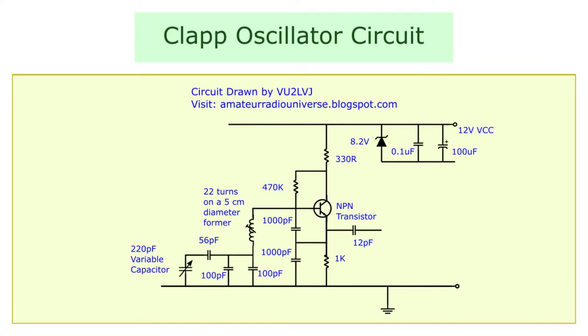The frequency of oscillation in a Clapp oscillator is determined by the formula F = 1 / (2π √(L (1/C1 + 1/C2 + 1/C3))).